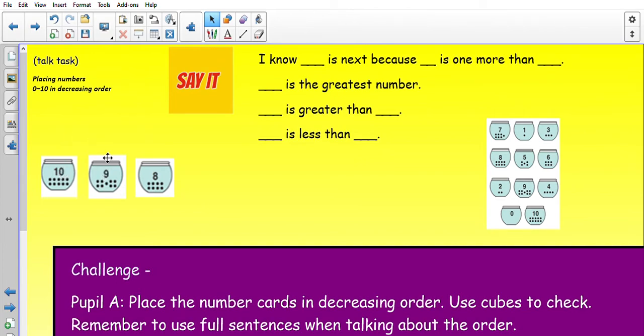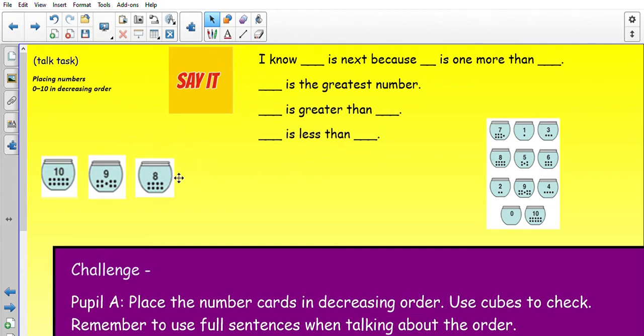Now I also know that 8 is next, because 9 is 1 more than 8. 9 is the greater number. 9 is greater than 8, and 8 is less than 9. So I know that one comes next. What's going to come next there? 7 would be next, because 8 is 1 more than 7. 8 is greater than 7, and 7 is less than 8.